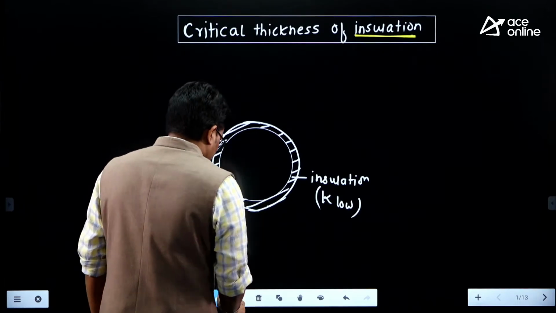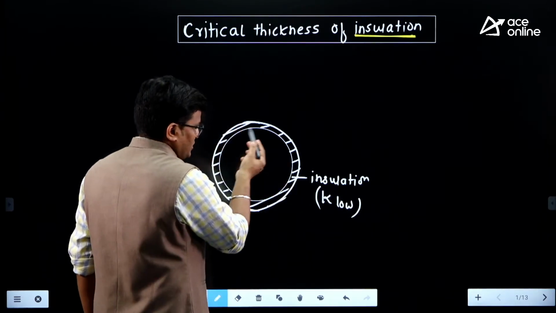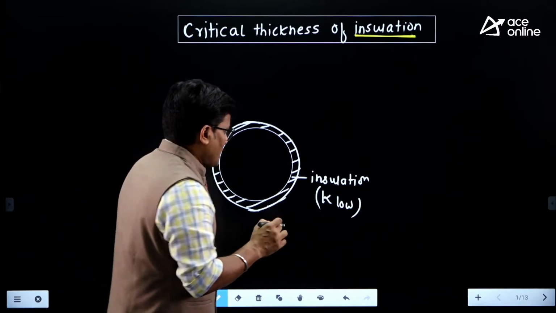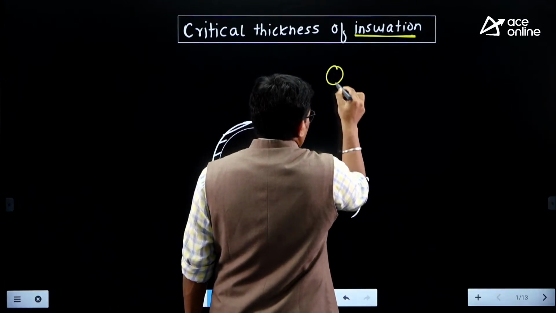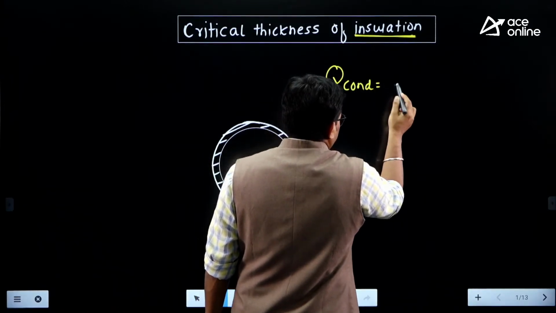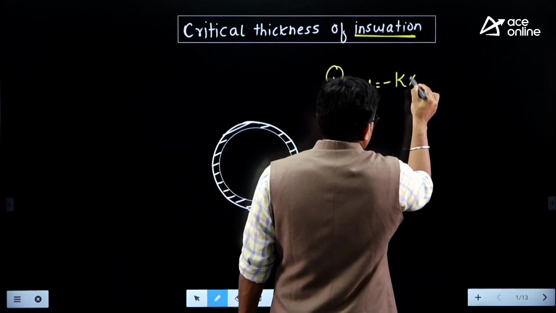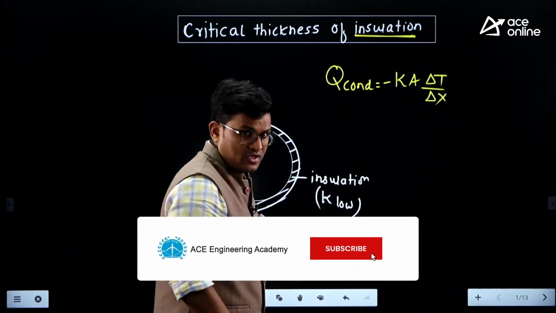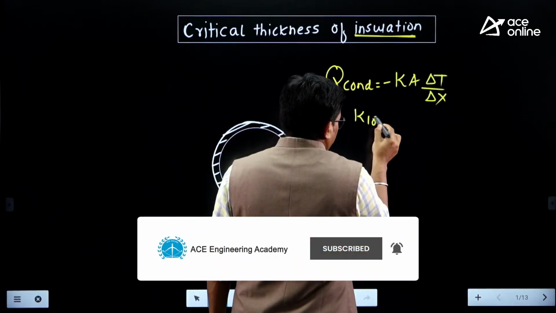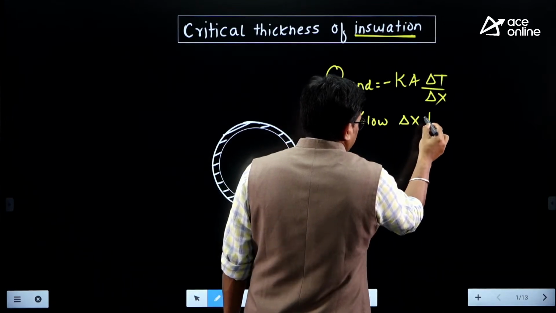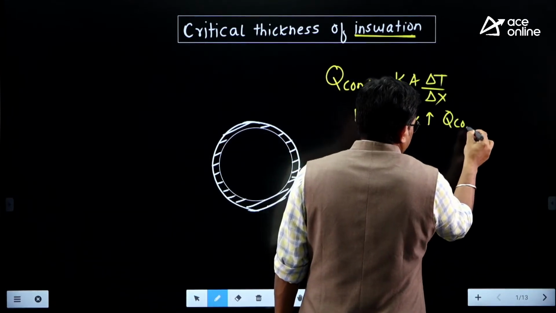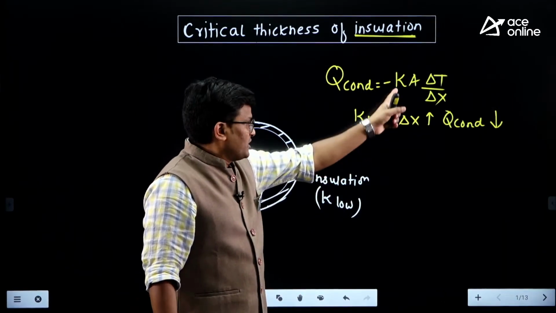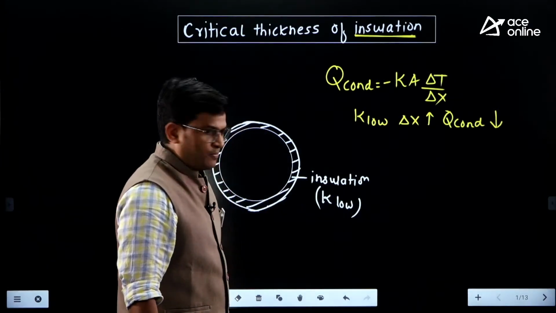Now what is the general principle? Why do we insulate this? We insulate in order to reduce the heat loss. Now as you can see, Q conduction is equal to minus KA delta T by delta X. As K value is low, with increasing delta X, Q conduction decreases. Why? Because K is low and thickness is increasing. But one problem is there.